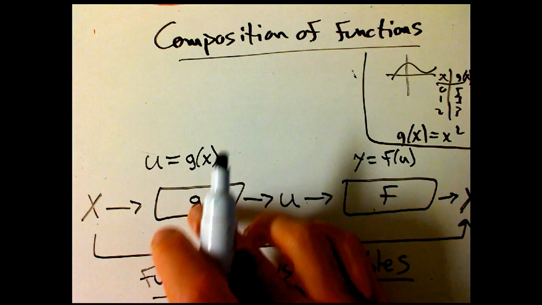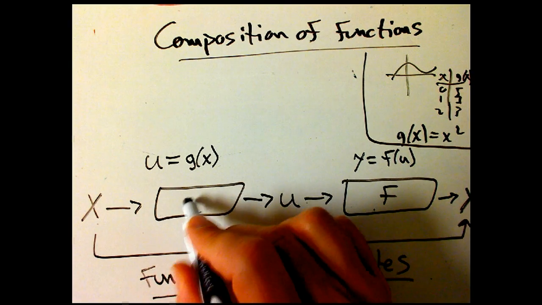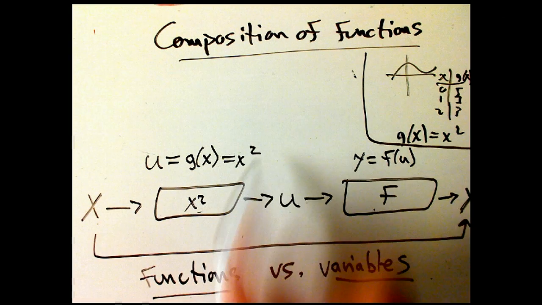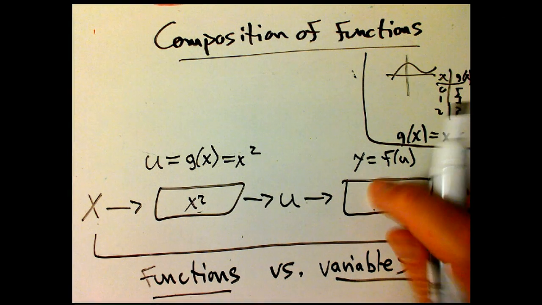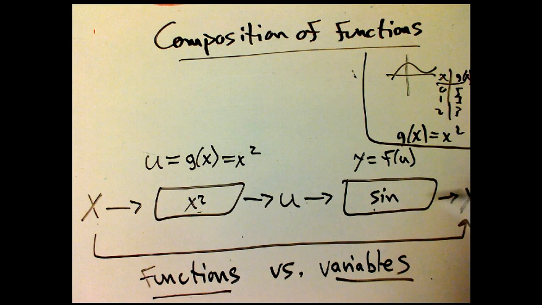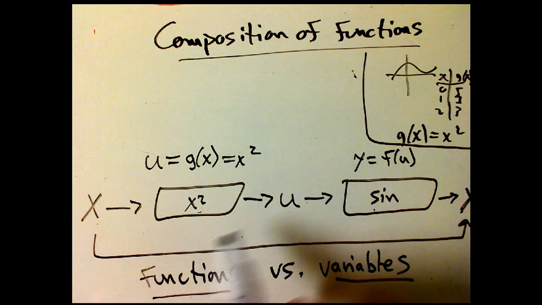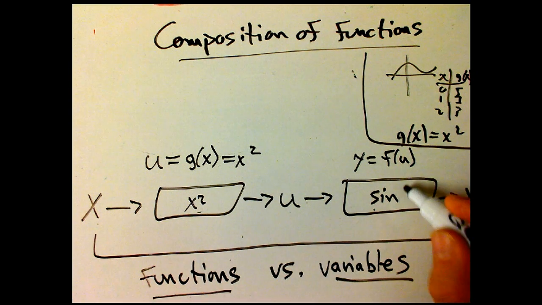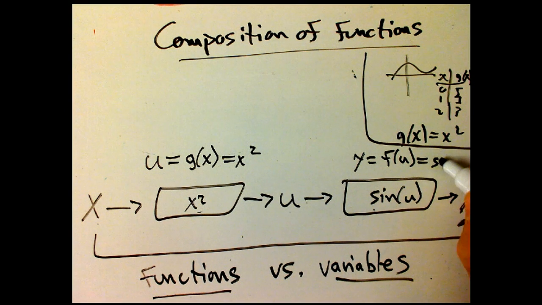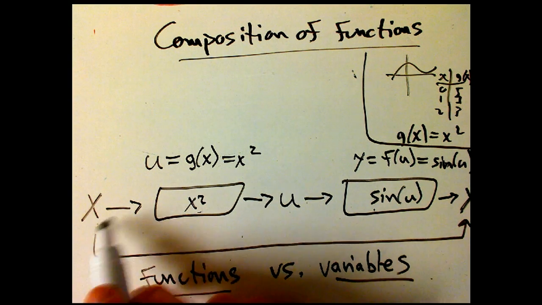So as an explicit example, this could be the square function, and this could be the sine function. Now I don't want to write sine of x here. I could, but that would be a little confusing because I've already reserved x for the input of this one. So let's say sine of u. Then what would the combined function be?